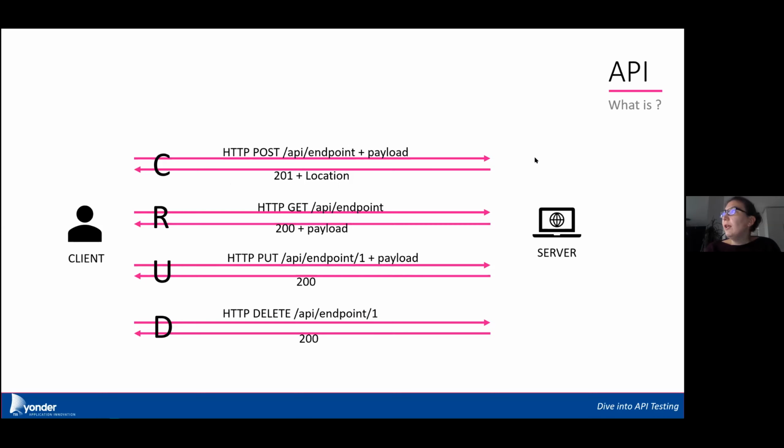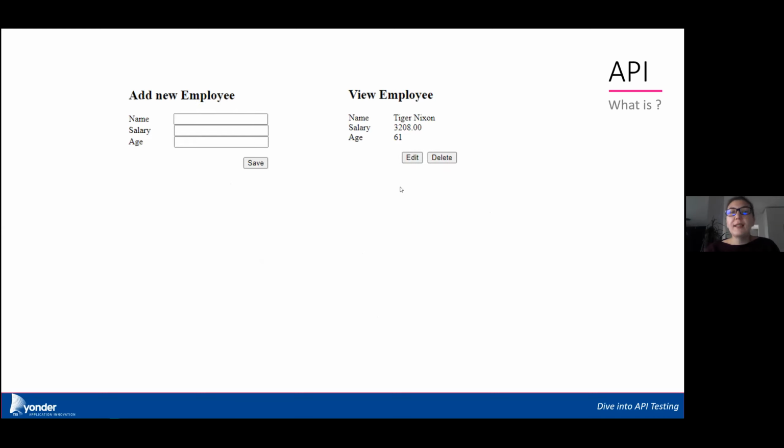Okay, for example, let's say that on the UI level we have two forms. The form on the left is to add a new employee, where we can provide the name, the salary, and the age. We enter all the details and we save it. At that time, a request is actually sent to our API. It's a POST request sent to the server in order to create the employee.